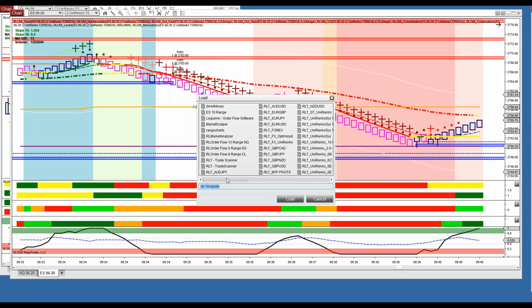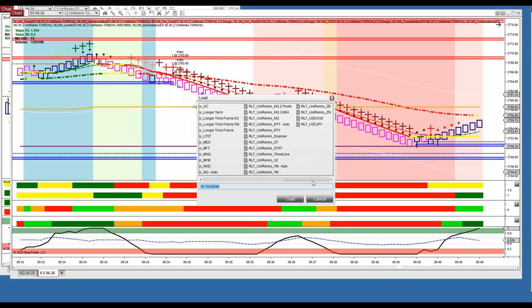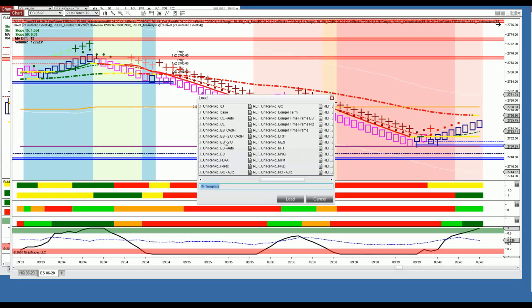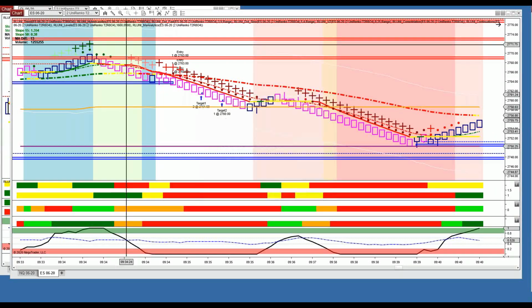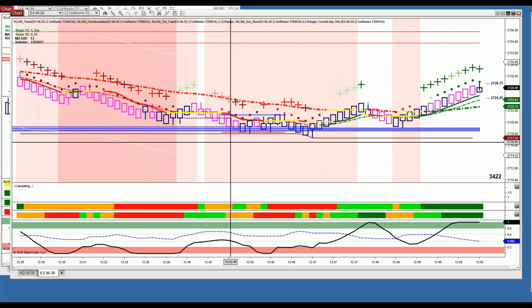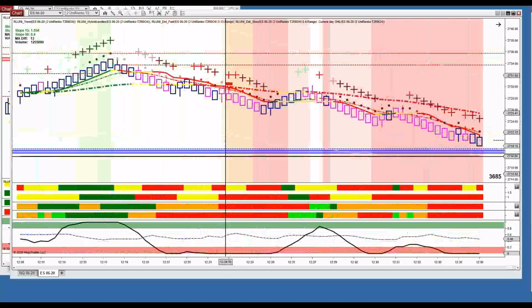So we have everything perfect. Just going to insert my E-mini template, my ES2U. And that's a perfect template. Let's go back to the trade.